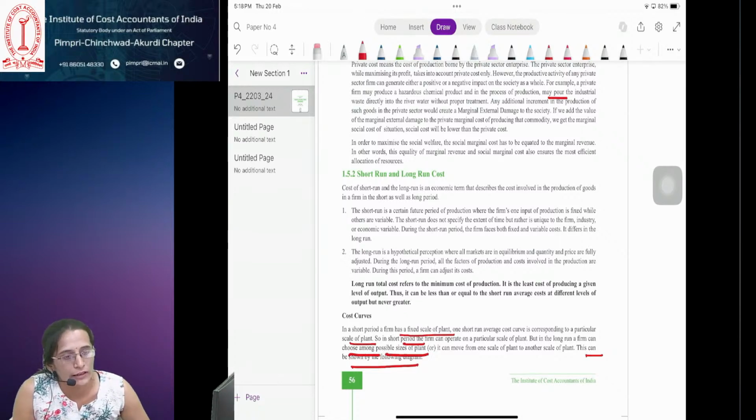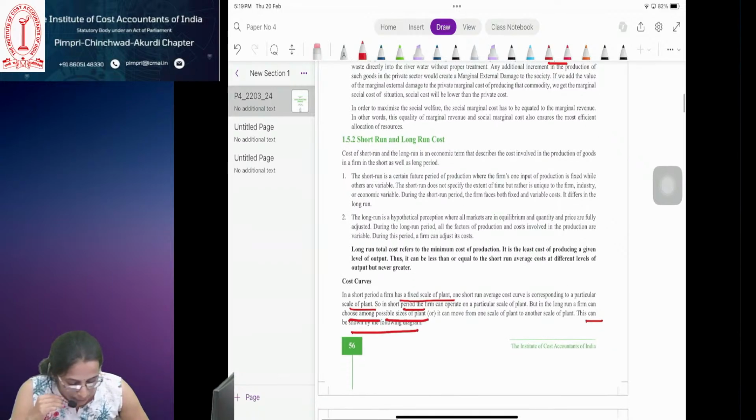Piyush, so in the long run, all costs are? Which costs? Variable. And in the short run, Piyush? Fixed and variable costs, both are there, right? So they are saying the same. During the short period, the firm faces both fixed and variable costs. It differs in the long run. During the long period, all factors of production and costs involved in the production are variable. During this period, a firm can adjust its costs.